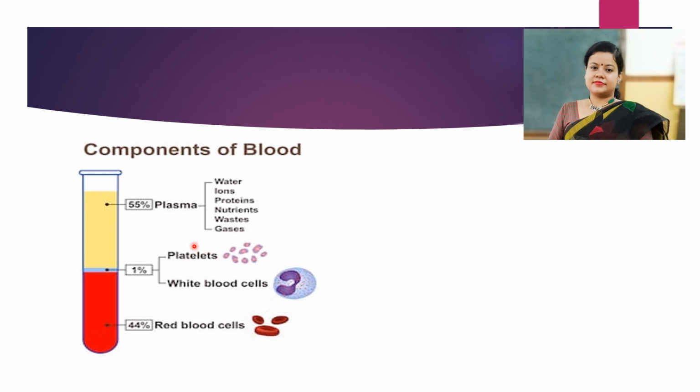Components of blood. Just now we have seen that blood mainly comprises plasma and blood cells. 55% of the blood is plasma and the remaining 45% is blood cells, amongst which 44% is red blood cells and only 1% together is platelets and white blood cells.